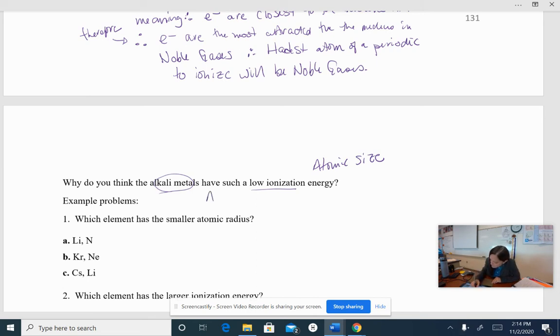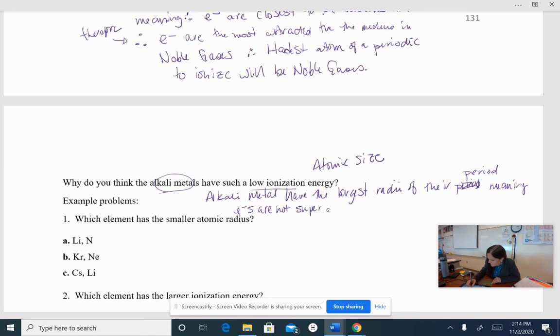Yep. So alkali metals have the largest radii of their period, meaning electrons are not super attracted to the nucleus and easy to pull away.